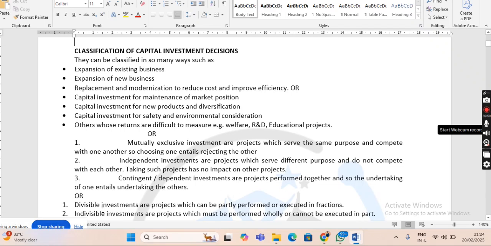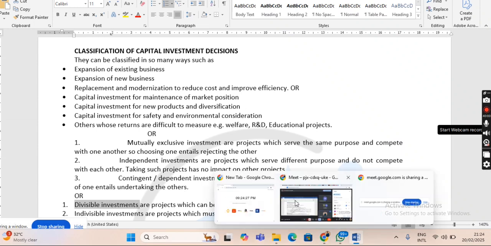Class, are we still together? Look at it. This is a divisible investment, a project which can be partially performed or executed. You can perform a fraction.